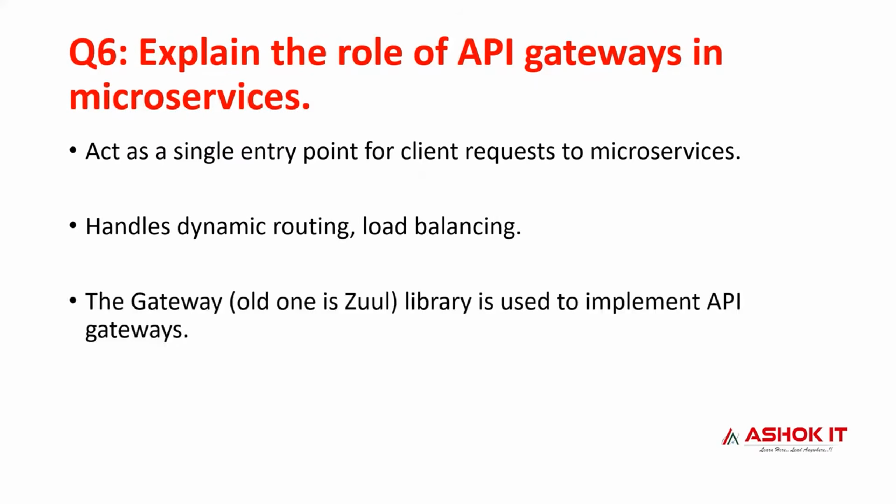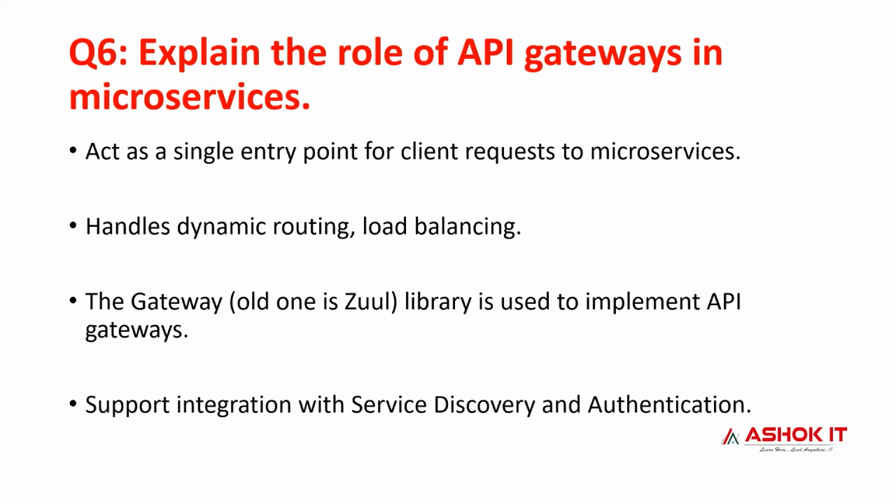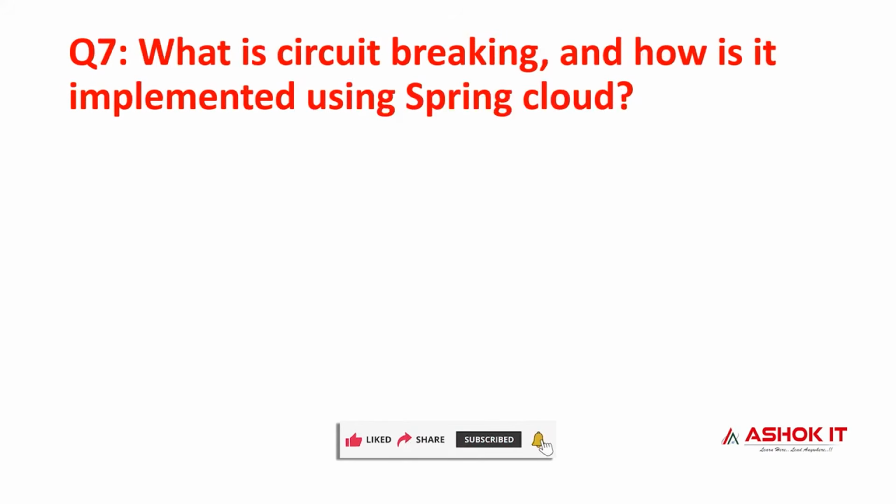The new API gateway name is Gateway, and the old one is actually Zuul. These are libraries used to implement the API gateway mechanism. This supports integrating with service discovery like Eureka, and it even supports authentication mechanisms like asking for username and password or a secure token.